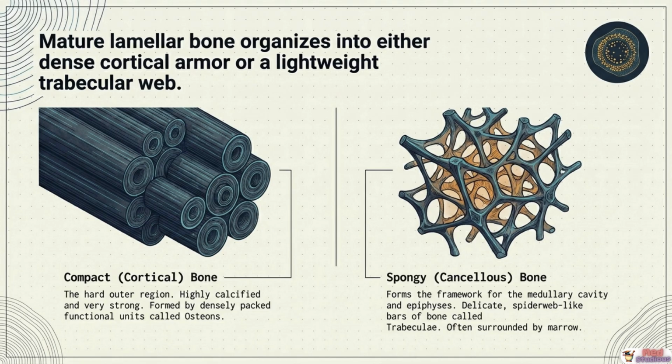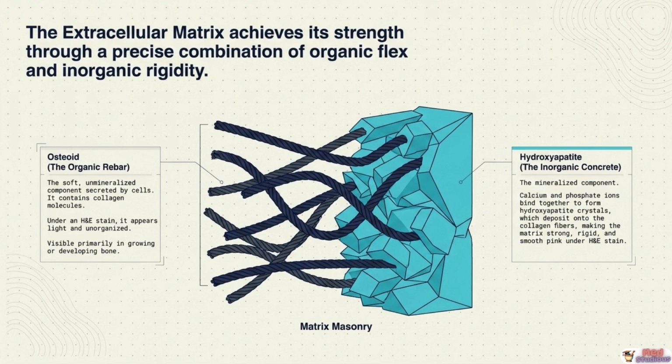It provides remarkable strength-to-weight efficiency, allowing the skeleton to be both light enough for movement and strong enough to bear enormous loads. The extraordinary mechanical properties of bone, simultaneously strong enough to resist shattering and flexible enough to absorb impact without brittleness, arise from its unique extracellular matrix composition.